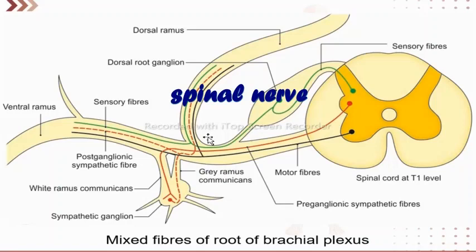The spinal nerve has both fibers, motor fiber and sensory fiber. Then the nerve is divided into the ventral ramus and the dorsal ramus. So here one is the ventral ramus and the other is the dorsal ramus.